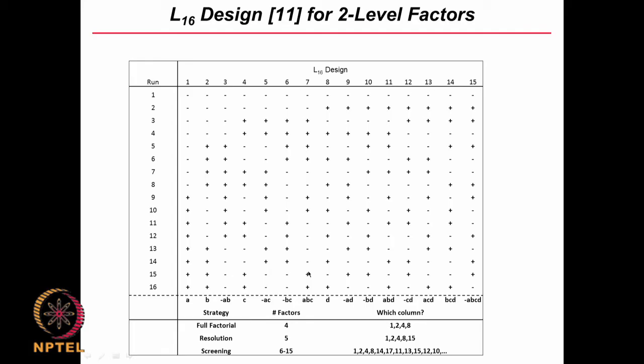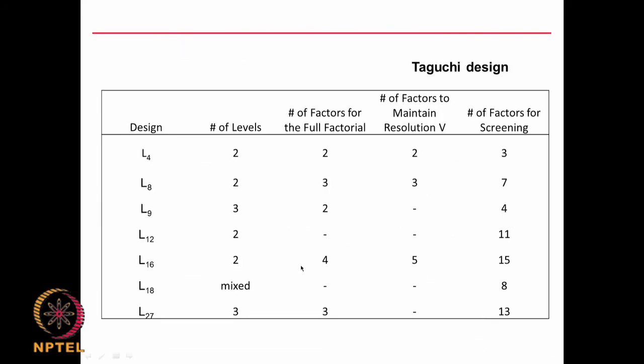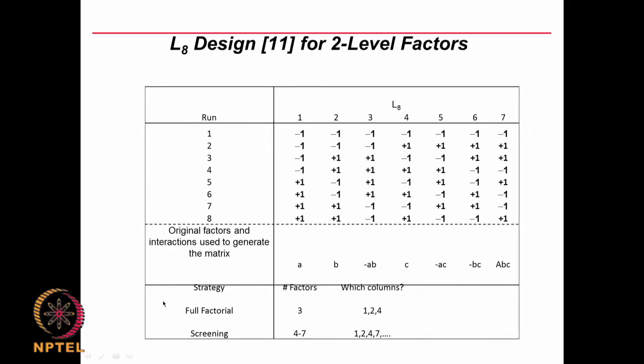So, full factorial, okay, full factorial of 4, I can go up to 5 factors and maintain resolution 5, okay. If I want to do a screening design, I can go up to 15, just like your Plackett-Burman experiment, right, 15. And then there are L18 designs, that means 18 experiments, 27 experiments and so on actually.